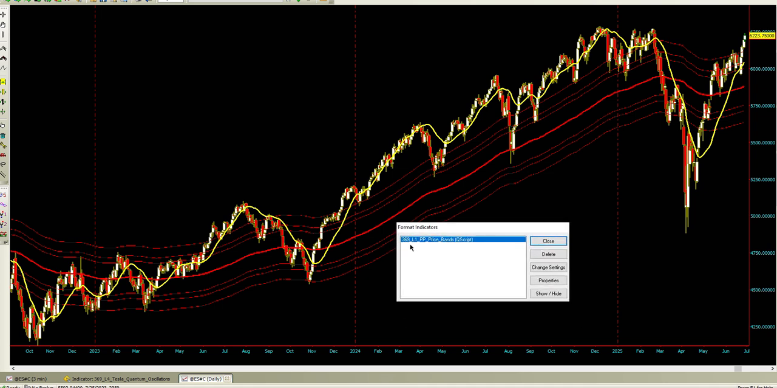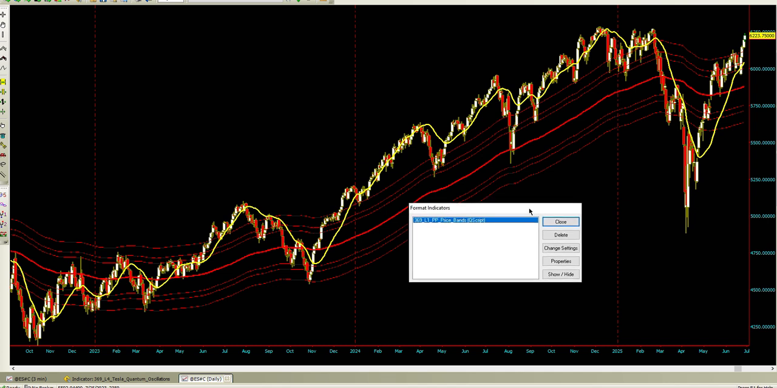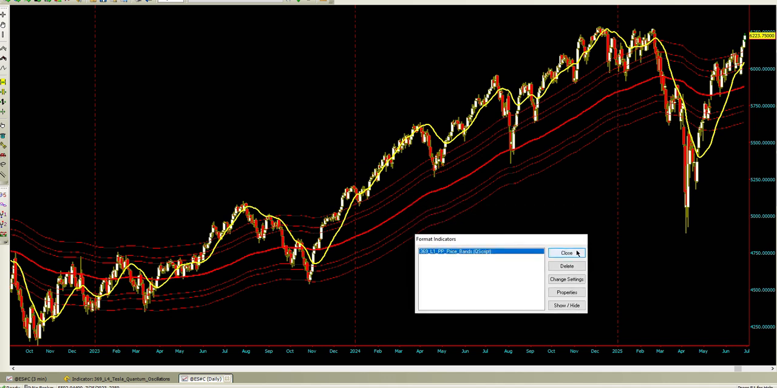So the tool is 369 level 1 PP price bands, and it will keep you on the right side of trading and the direction and the reflection points. And we are going to use market ranges of these bases and reflections as measured moves. All right, that's all there is to it.